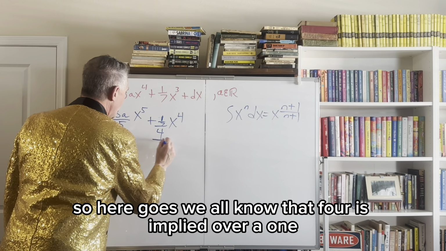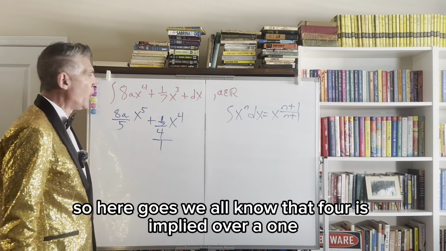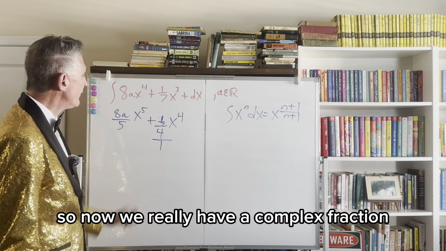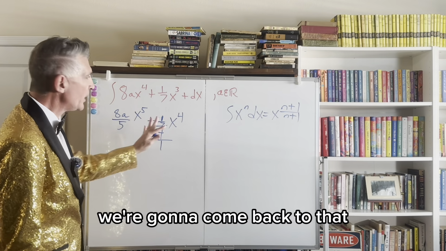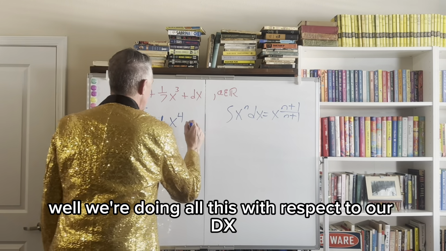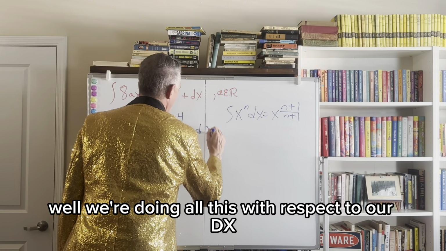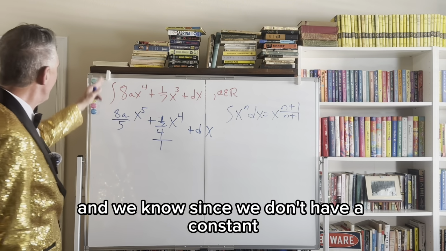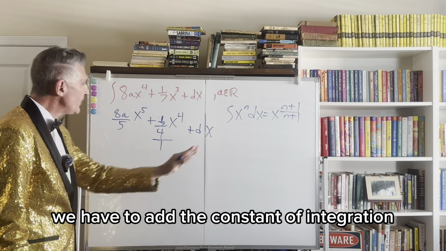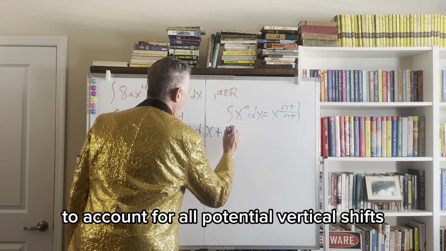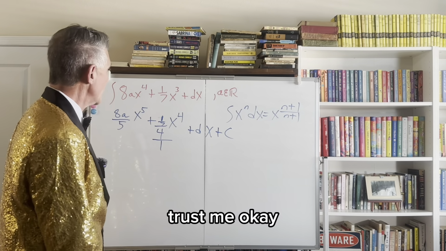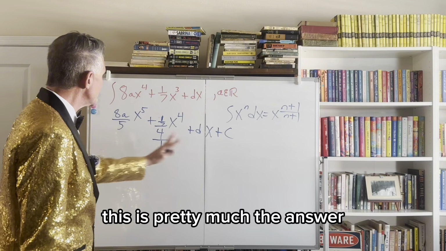So here goes. We all know that 4 is implied over a 1. I mean, any number is implied over a 1. So now we really have a complex fraction, don't we? Okay, we're going to come back to that because we've got to do something with that. Well, we're doing all this with respect to our dx. And since we have no bounds over here, we have to add the constant of integration to account for all potential vertical shifts, don't we? We do, trust me.